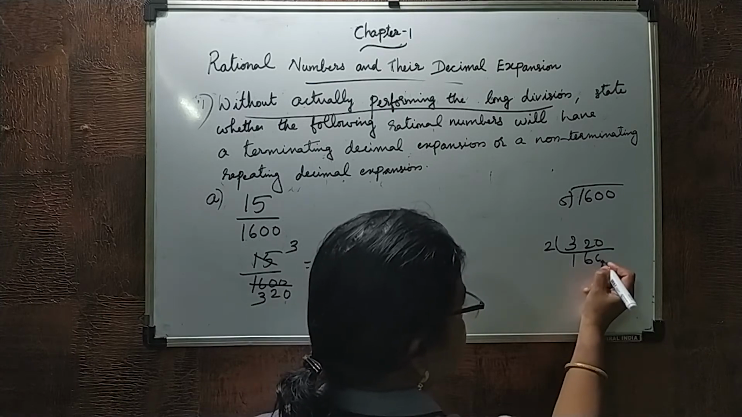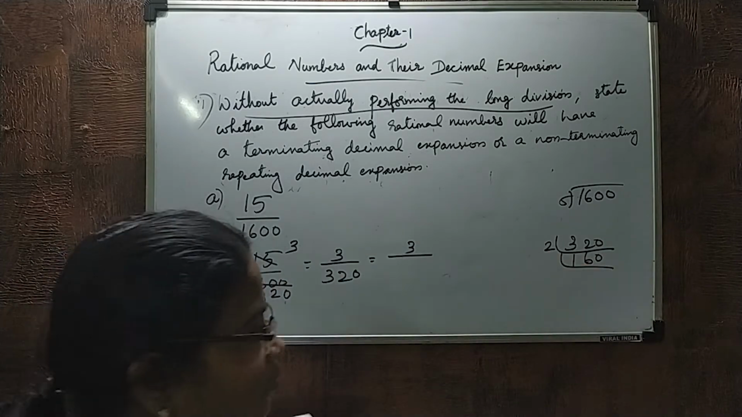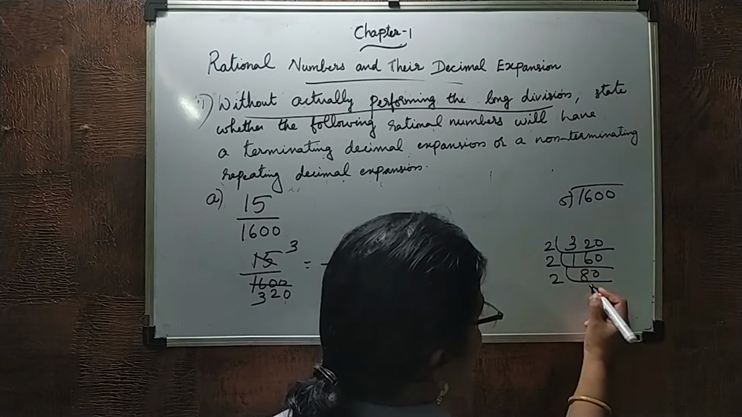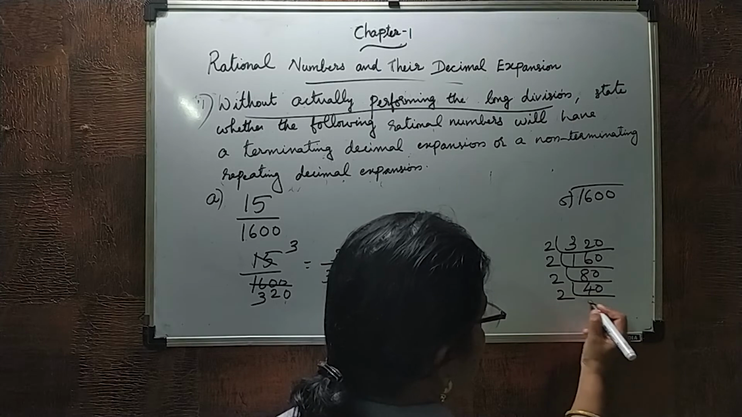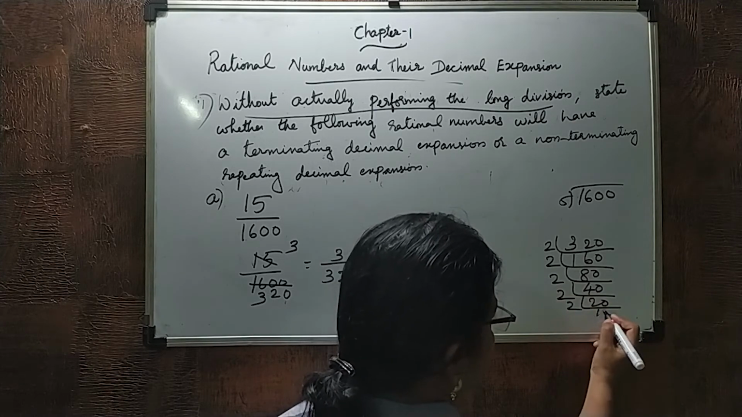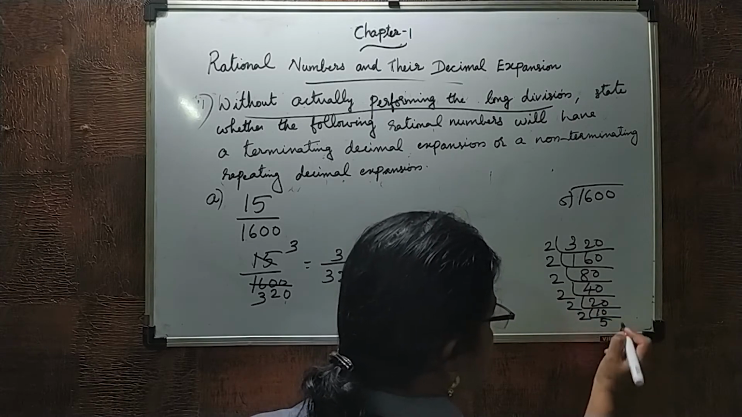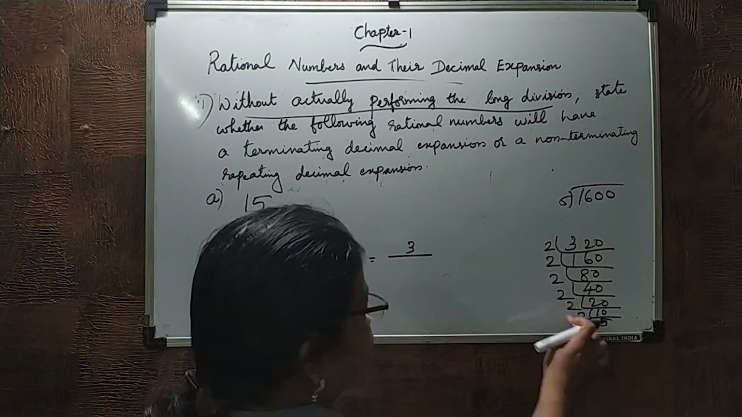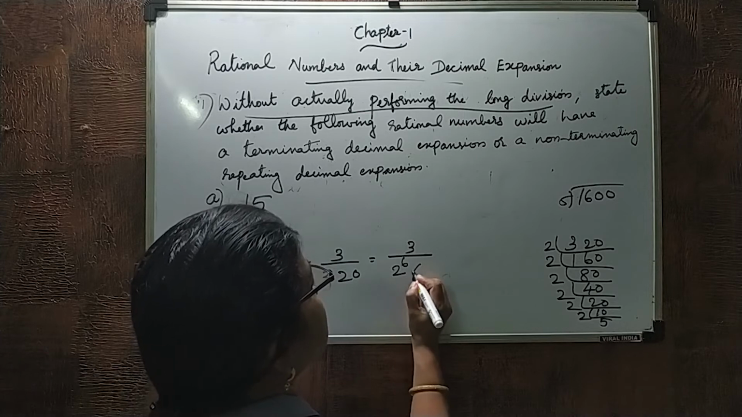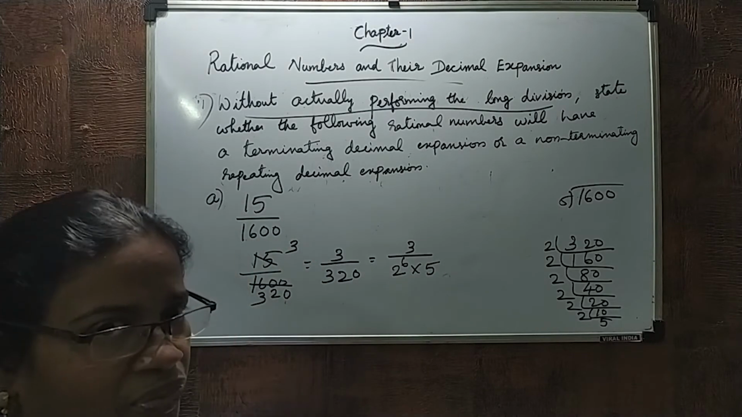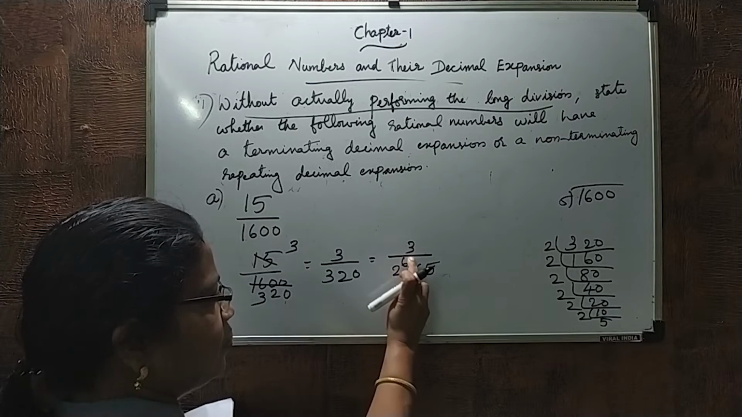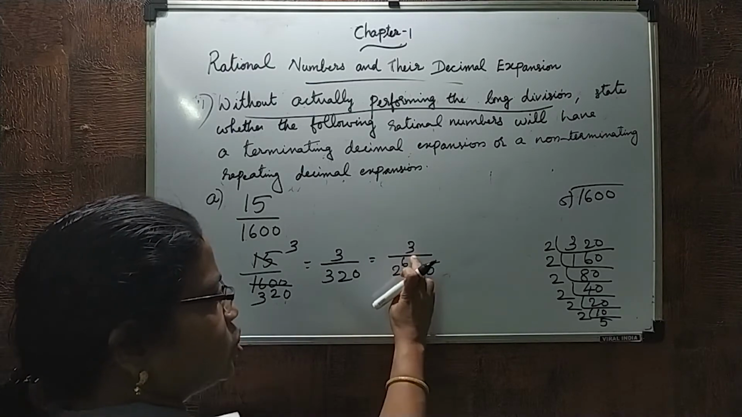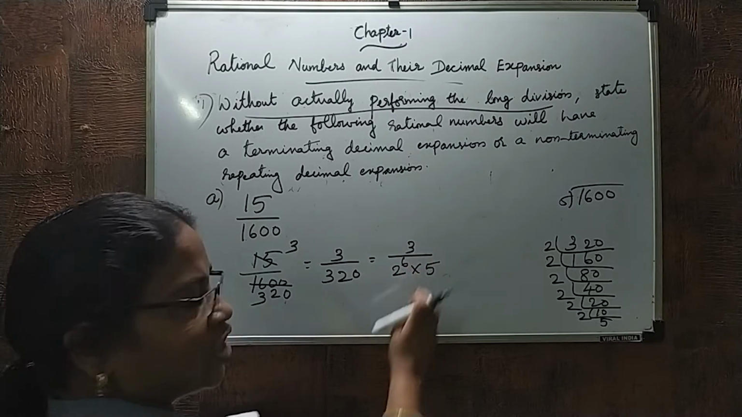It is 160. You have to prime factorize: 80, then again 2, 40, then again 2, 20, again 2, 10, here it will be 2 and here it is 5. So it will be 1, 2, 3, 4, 5, 6. It is 2 raised to 6 into 5. Just look, 2 raised to m into 5 raised to n. It is in the form of 2 raised to m into 5 raised to n.